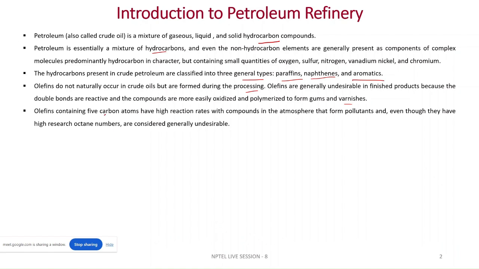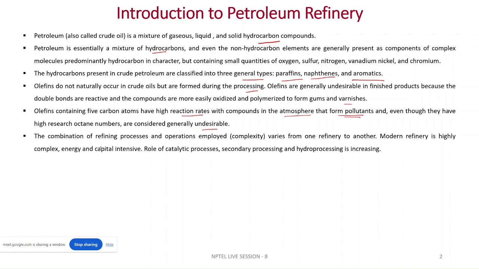So olefins, they contain 5 carbon atoms, have very high reaction rates with other compounds in the atmosphere that form various pollutants. And even though they have a very high research octane number, generally they are considered undesirable because they are a source of pollutants. They cause the formation of some pollutants. Those are not required, not desired as well. The combination of refining processes and operations employed are very complex.